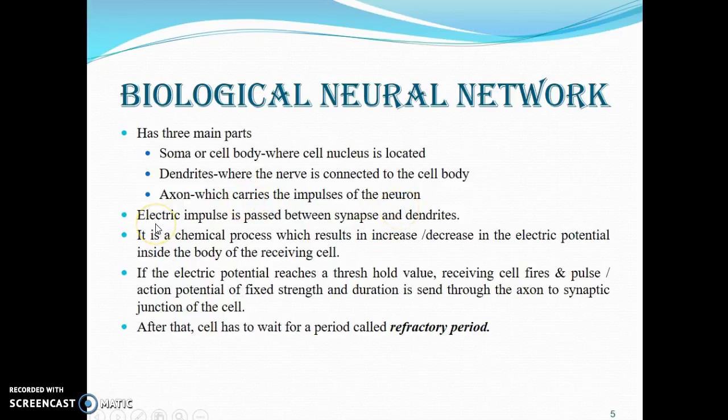Now if an electric impulse is passed between synapses and dendrites, that is a chemical process which results in an increase or decrease in the electric potential inside the body of the receiving cell. If the electric potential reaches a threshold value, that is we put a threshold value for each neuron, then the receiving cell fires and a pulse, an action potential of fixed strength and duration, is sent along the axon to the synaptic junction of the cell. After that, the cell has to wait for a period, and that period is called the refractory period.